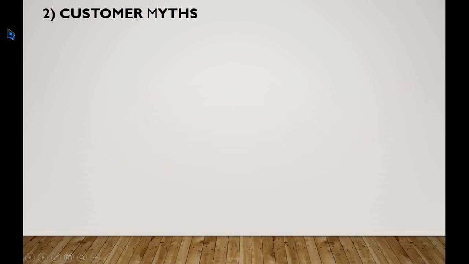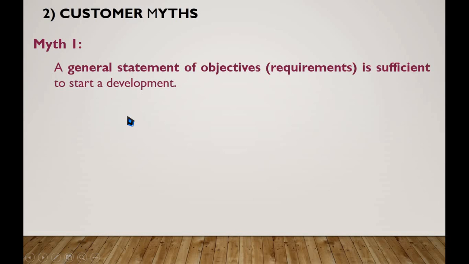Okay, so those are the managerial myths. Now we will discuss customer myths. Myth number 1, from the customer's perspective: a general statement of objective, or we can say requirement, is sufficient to start development. It means if someone gives a general requirement for their project, then that is sufficient to start developing. So that is a myth.